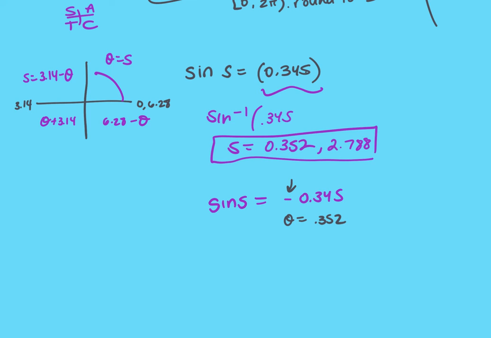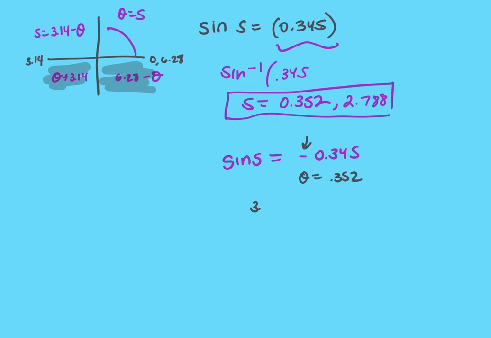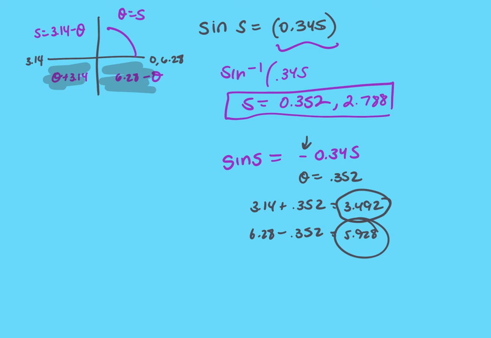So now I go, what two quadrants is sine negative? Third and fourth, which means to find the one that's in the third quadrant, I would do 3.14 plus 0.352, and that's 3.492. That's one answer. And then I do 6.28 minus 0.352, and I get 5.928. So if it's negative, pretend as though it's positive to get your reference angle, and then figure out what quadrants it's supposed to be in and add or subtract it accordingly.